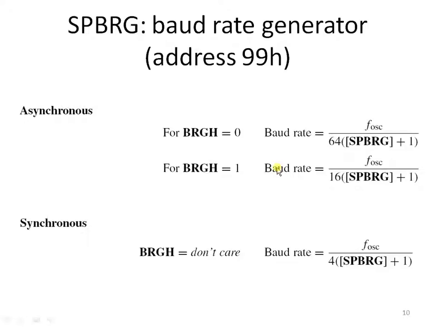Why? Because whenever you want to interface some peripheral, you would always read the data sheet of that particular peripheral, and you will come to know what is the baud rate supported by that peripheral. So baud rate is known to you. F oscillator is known, 16 is a constant, and 1 is also constant. So you have to calculate this SPBRG.